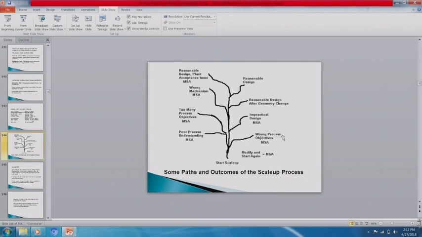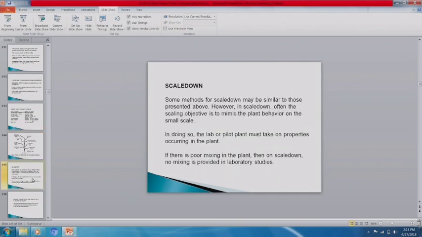We go up this line here, wrong process objectives. MSA, modify and start again. And then practical design, MSA. Up here, reasonable design after geometry change, MSA, modify and start again. You have a reasonable design. Well, you take a look at that reasonable design and ask yourself how reasonable it is. Reasonable design, but plant acceptance issues. You scale up on the wrong mechanism. Too many objectives and poor process understanding. So down here we have start scale-up. So there you have it.